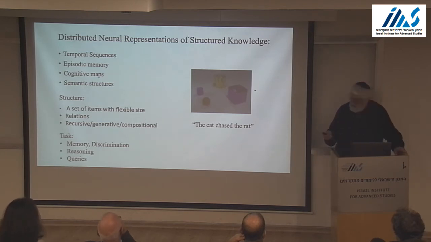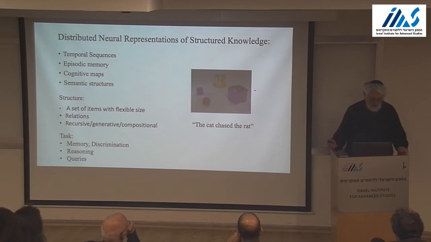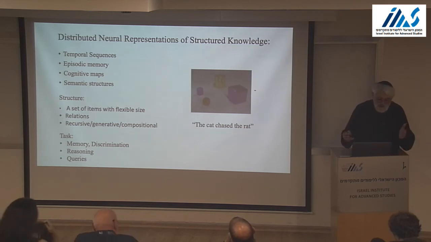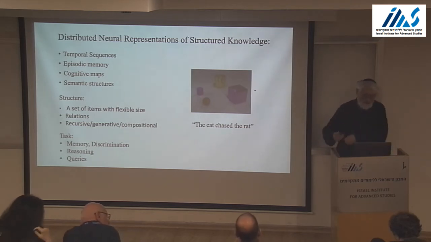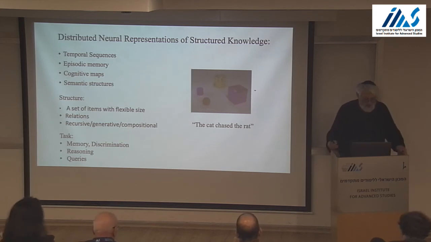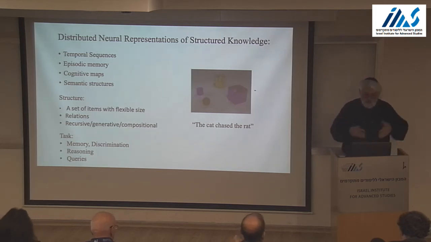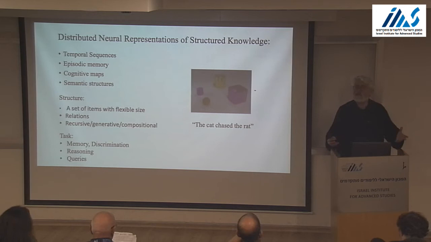Now, why is it difficult? It's difficult because those structures share something in common, which makes it hard to imagine how a neural population will represent them. First of all, each one of them, a temporal sequence or a cognitive map, is a collection of items, a collection of objects, a location in space, and so on. And particularly, they come with a specific size, in the sense that sometimes there are fewer objects, sometimes more objects, longer sequences, longer episodic memory, and so on. So they come with flexible size. There is no fixed vector.